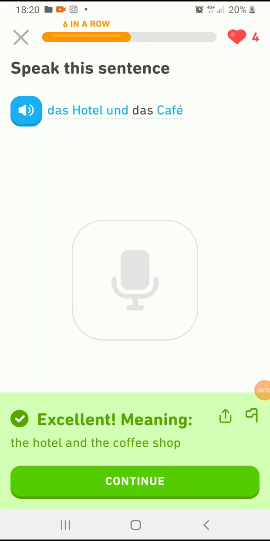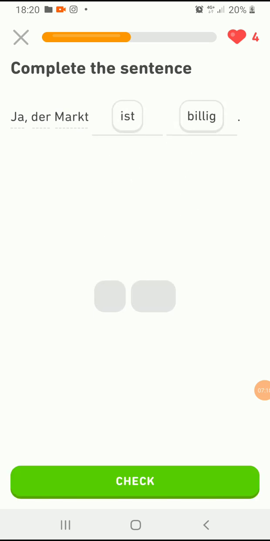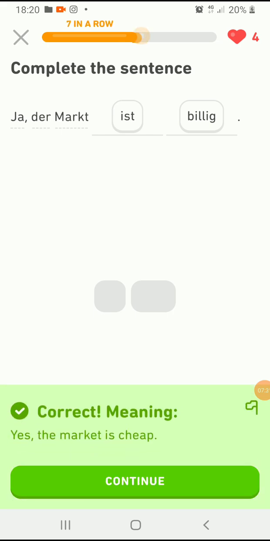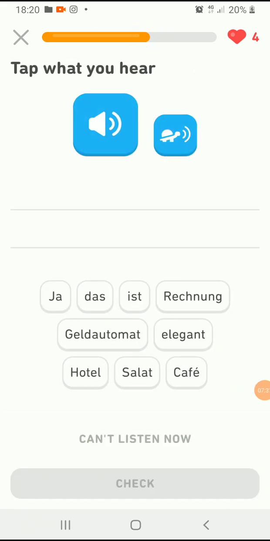So, sorry, we're not just losing time because we know these words already. But notice that a hotel is das, which means that it's a neuter noun, and so it is for a cafe, das Café. Ja, der Markt ist billig. So der Markt is market. Markt. Yeah, and it is masculine as a noun. Exactly. Ja, das Hotel ist elegant.